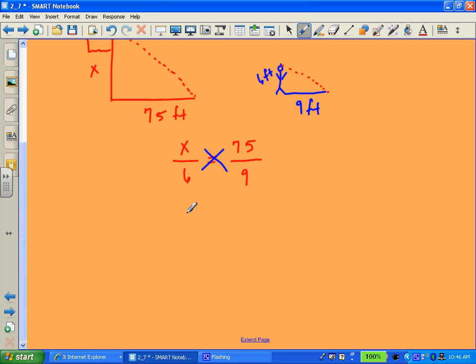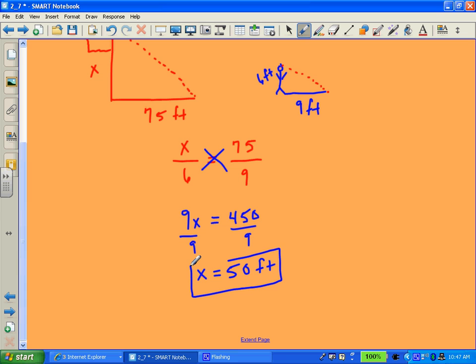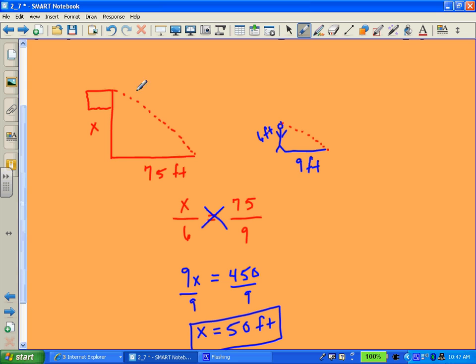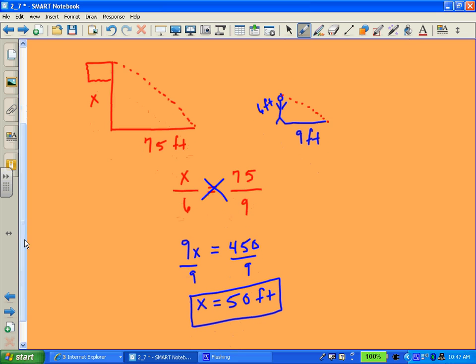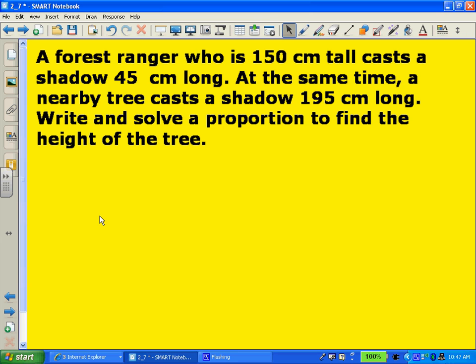Once I get the proportion set up, again I'm just going to cross multiply. So I have 9x, and then 6 times 75 I believe is 450. And then I'm going to divide by 9. And that comes out to be 50. So I know that the flagpole is 50 foot tall. Okay? And that's how, again, I would show my work. I'd draw my picture, write my proportion, and solve it.